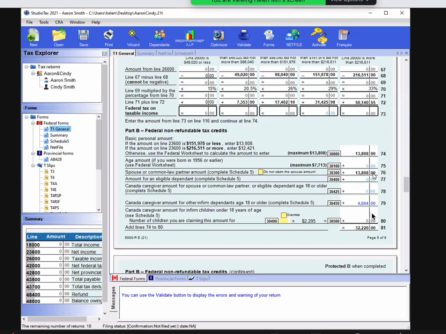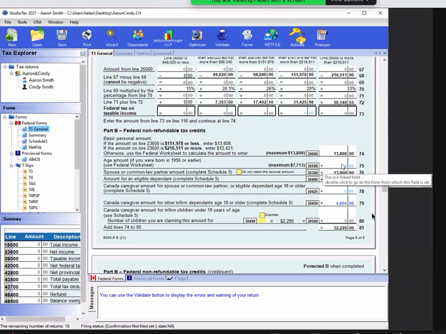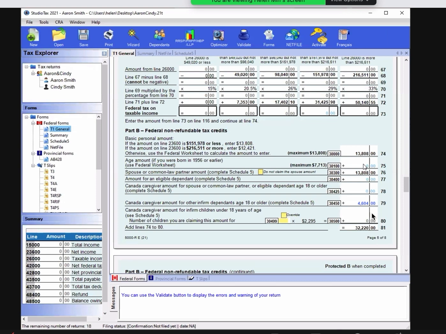Then we look at the schedule. We're looking at T1, line 74, which is the basic amount. The system automatically gives you the basic amount. Then line 75 is the age amount, for when you are 65 years or older. The age amount is a maximum of 7,713, and it is reduced by your net income. If your net income is too high, you won't get that credit.